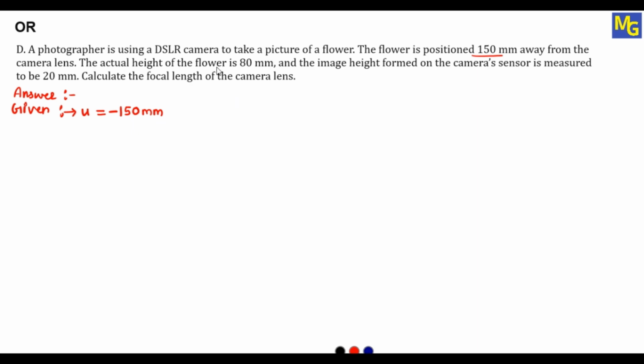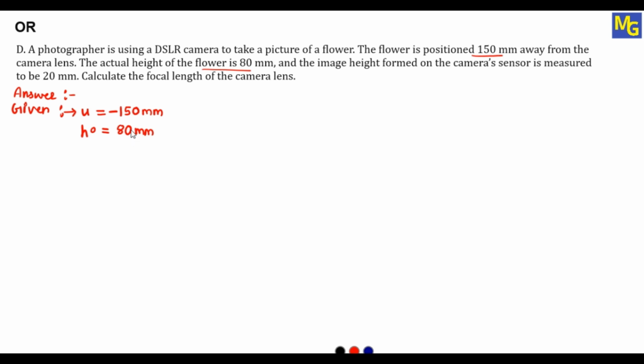Then we have the height of the flower. So it is nothing but object height. Object height is denoted by HO. So I'll write HO is equal to 80 mm. Now see here, the object will always be on the principal axis upside. So whatever heights are upside, above the principal axis, those are positive.